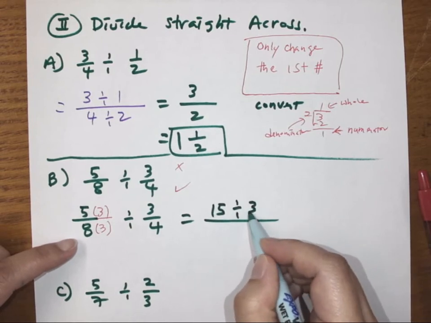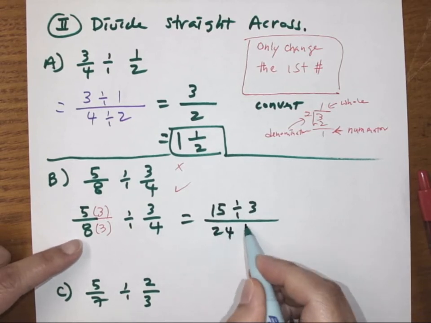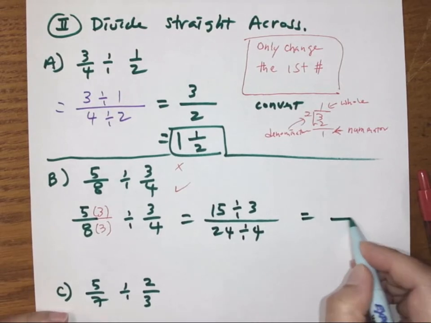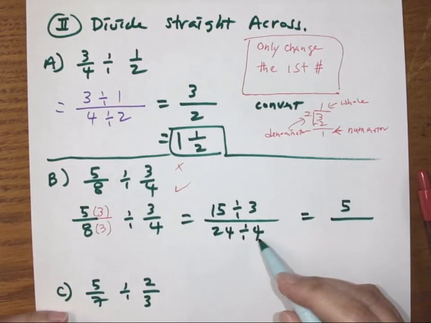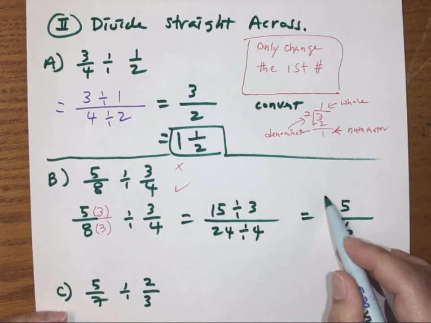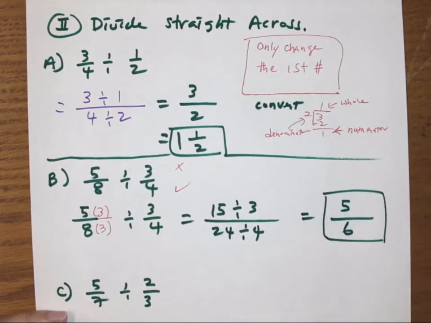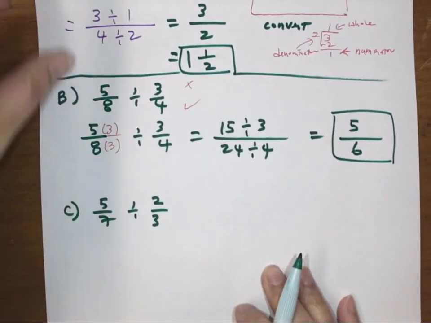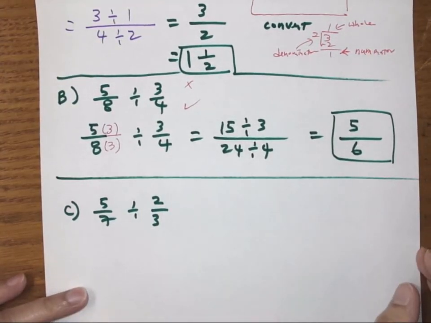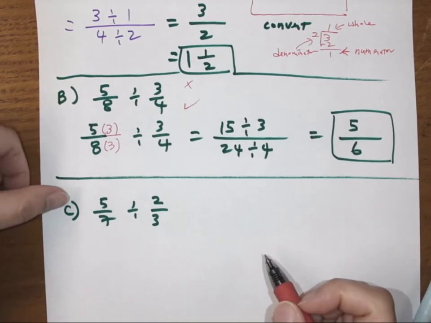So this will give me 15 divided by 3, and 24 divided by 4, right? That would give me 5 on top and 6 at the bottom. Do I need to convert this? No, because it's a proper fraction, not improper, right? So this is divide straight across. This time we check C, and again, if you need to pause it, please do so.